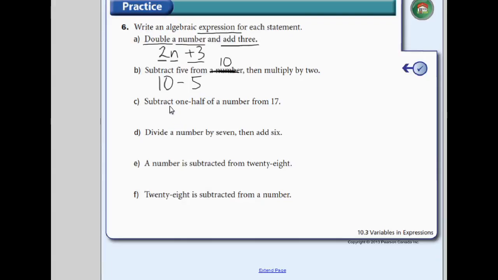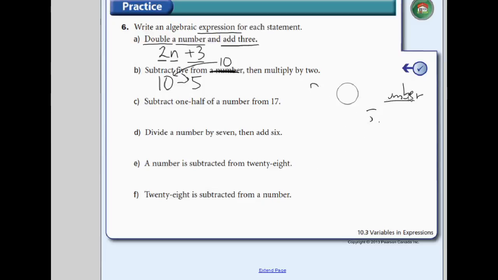Notice what happens here. Whereas before, if we wrote decrease a number by 5, it would be in order. We would do the number n and decrease it by 5, n minus 5. But when you have subtract 5 from a number, you actually switch places. So the 10 in this case goes to the front, and subtracting 5 goes to the back.